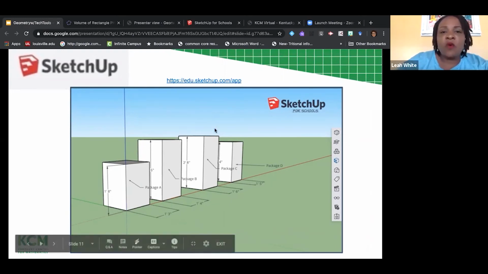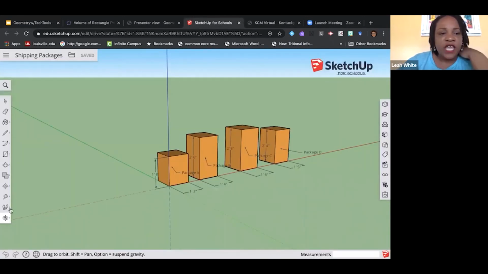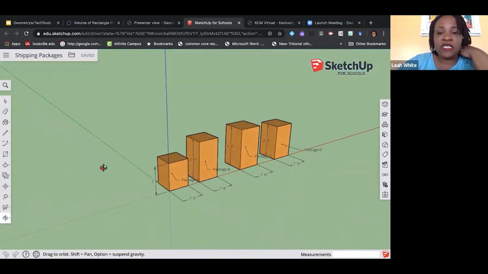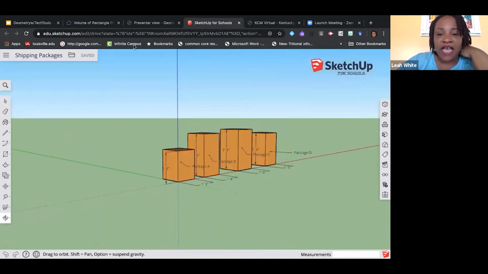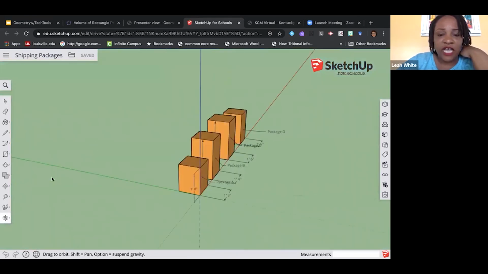And so I wanted to share with you really quickly the drawing that I created to address this problem. And so here, Sketchup for Schools, it's kind of like GeoGebra in that you can draw and you can create objects, but what I think is most unique is this right here. I can look at all views of any object that I create.